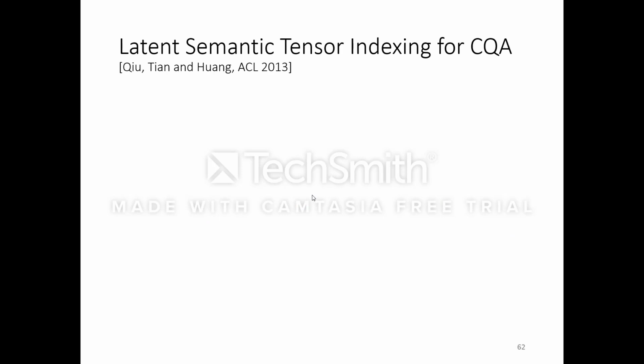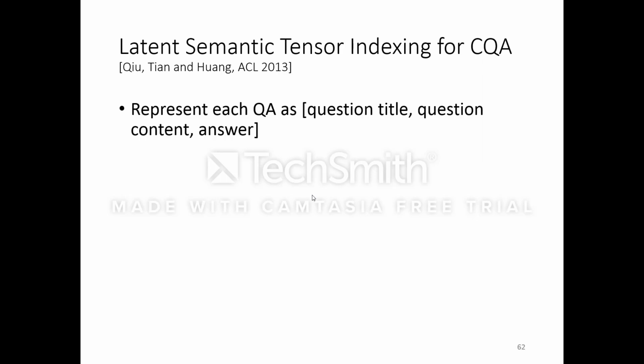There is this work called Latent Semantic Tensor Indexing for CQA. I think it is a short paper in ACL 2013, but it's interesting because it uses a different school of methods, which is tensor decomposition for the purpose of CQA retrieval. They represent each QA as a question title, question content, and answer triple. So it's not just a question and the answer. The question is split into two parts, which is typically the case in Yahoo Answers or Quora. You have a title of the question that also appears as the title of the web page that hosts the question, then a much more detailed content part of the question, and then the answer.